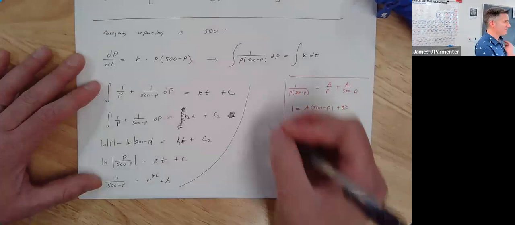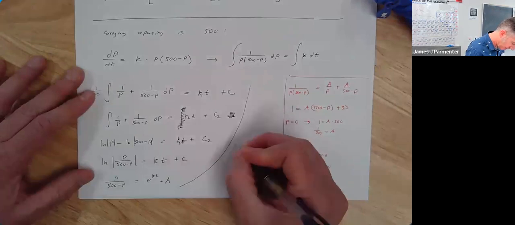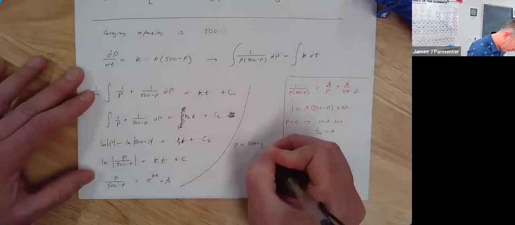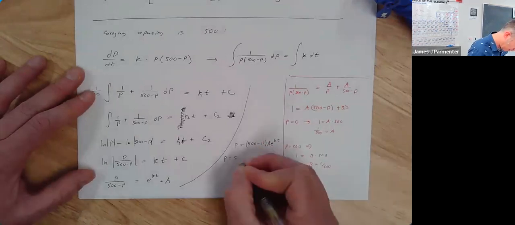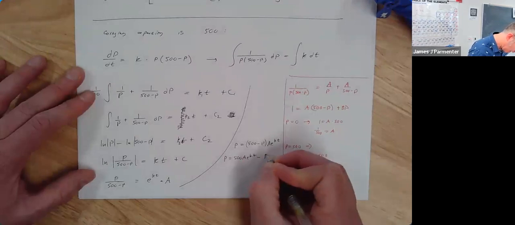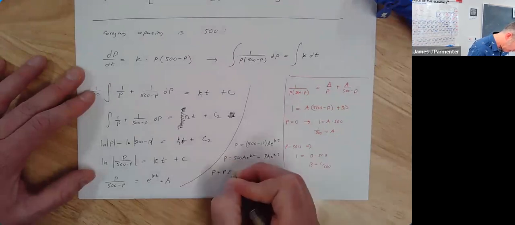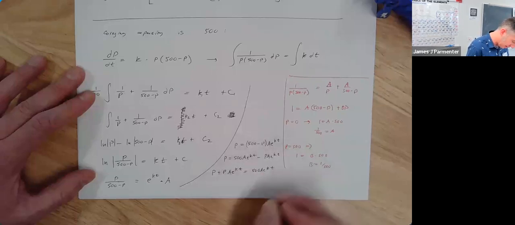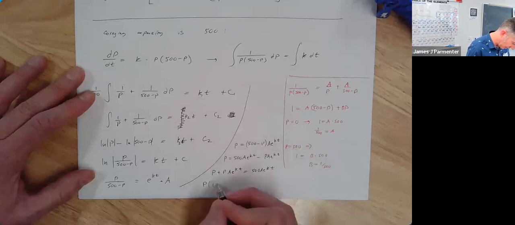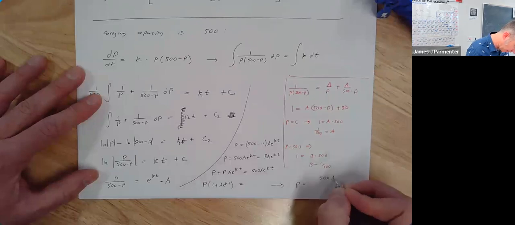I know I said I'm not going to do it because it's going to take up too much time. Clearly not. So multiply both sides by 500 minus P. You get P equal to (500 minus P) times A e to the kt. Distribute: P equals 500 A e to the kt minus P A e to the kt. Add that back over: P plus P A e to the kt equals 500 A e to the kt. Finally, factor out the P and divide by 1 plus A e to the kt. So you end up getting P equals 500 A e to the kt over 1 plus A e to the kt.